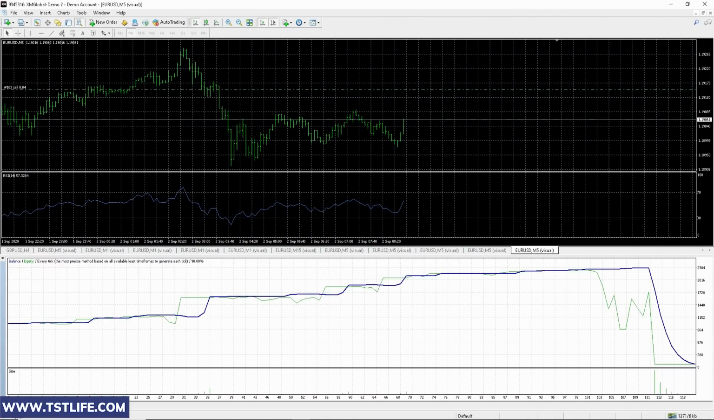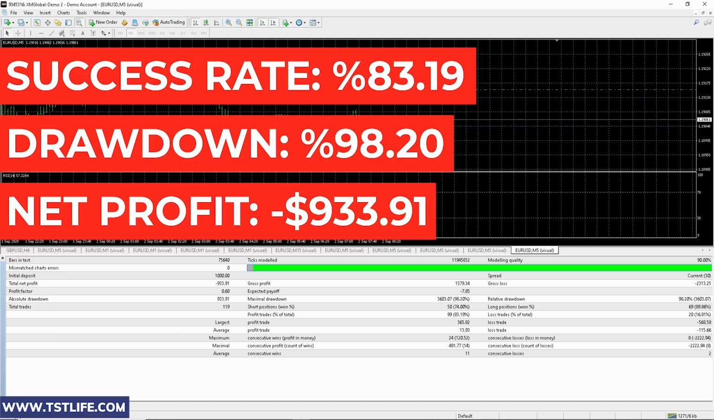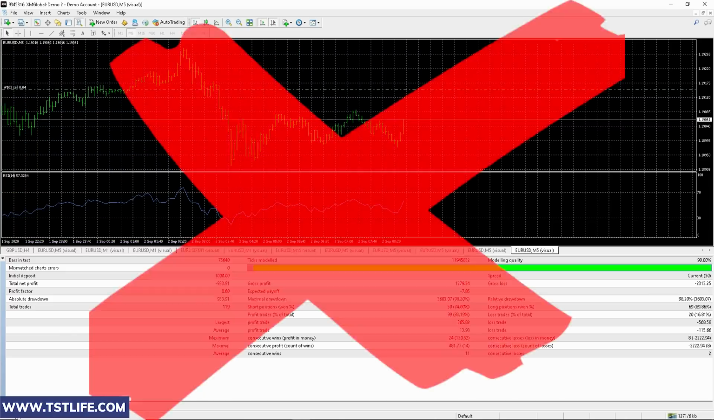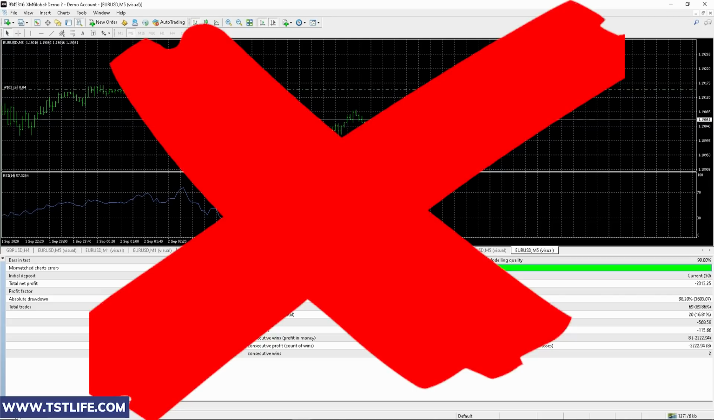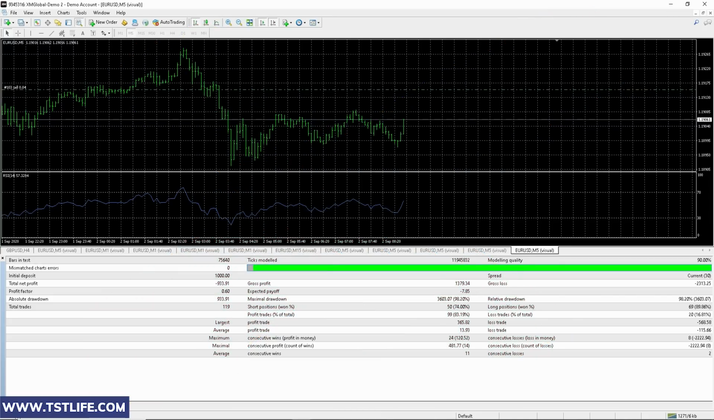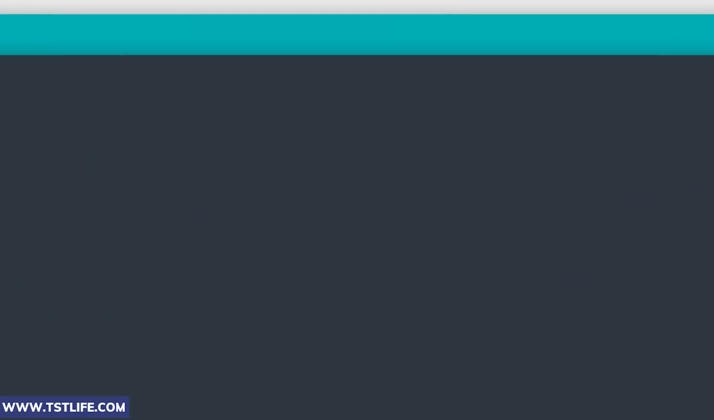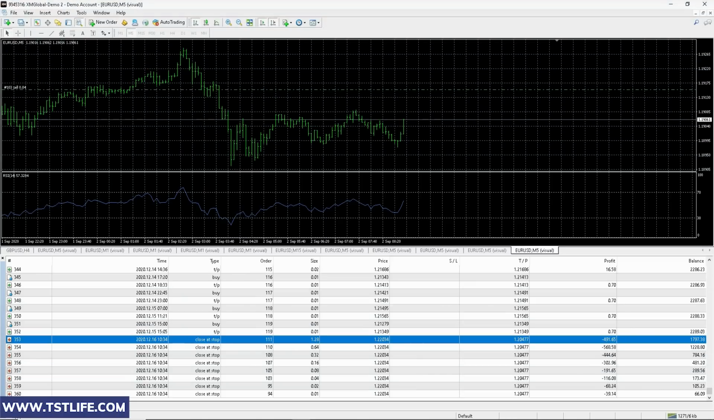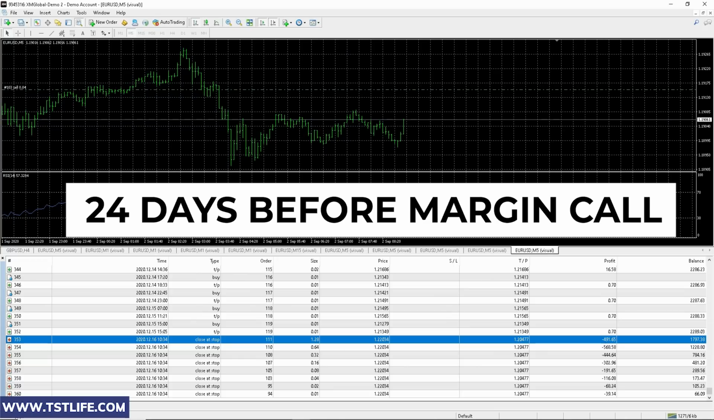We're done now. We can see that the balance has gradually increased, but the equity dropped at the end of the process. And yeah, you might have guessed it right, the drawdown is extremely high, 98.2%, which means that trading this strategy with $1,000 is extremely dangerous, and you could lose your entire balance if the market goes against you with an upward or downward spike. If we check the trades, we'll notice that we remained in the market for only 24 days, which was enough to wipe out our account.